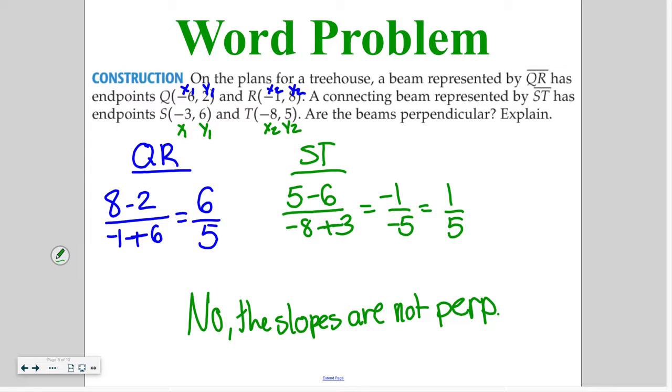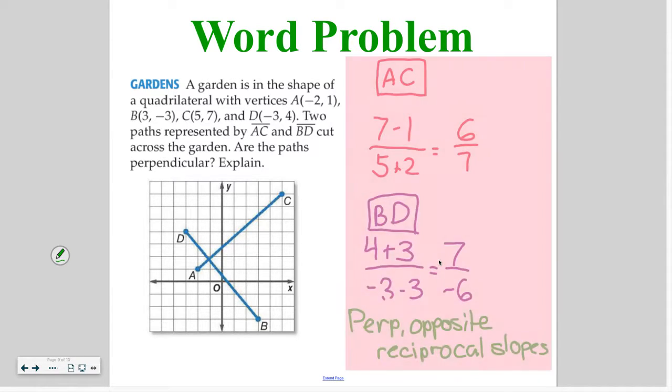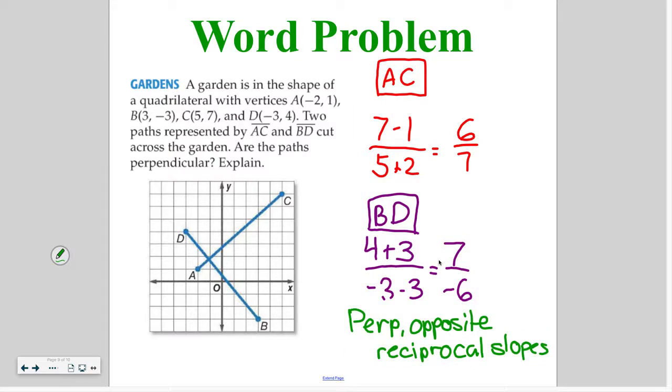The explain part of these types of problems is showing your work, so you do not need to really expand beyond there. Go ahead and try this one on your own to determine if they are perpendicular. In this case, AC has a slope of 6/7, BD has a slope of -7/6. Those two are opposite and reciprocal, so this is a perpendicular situation.